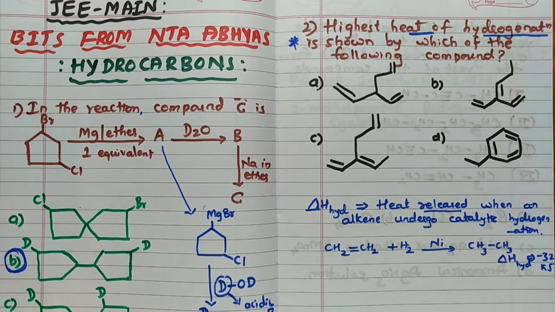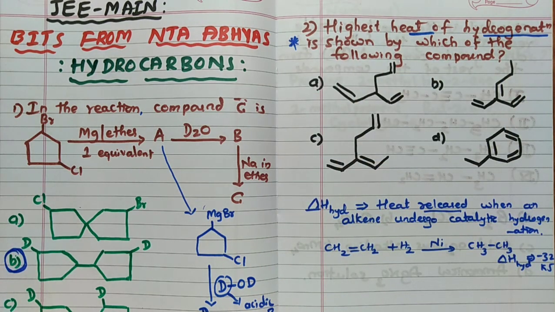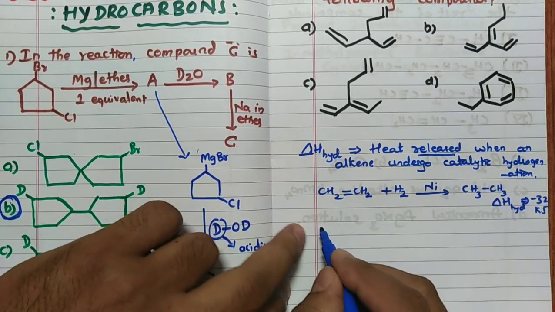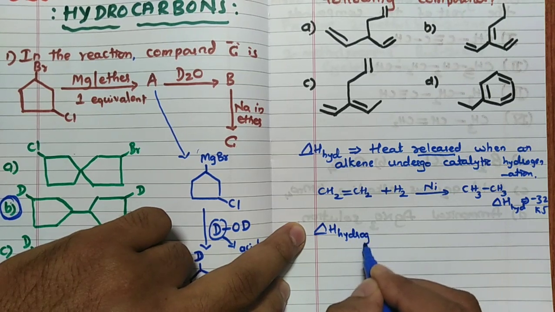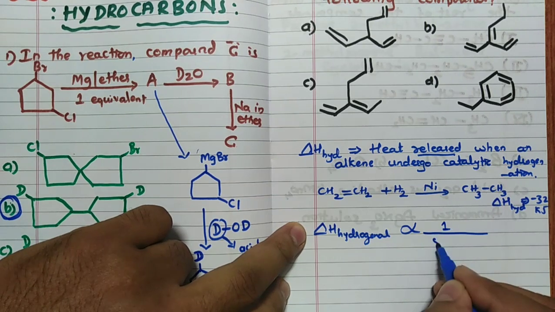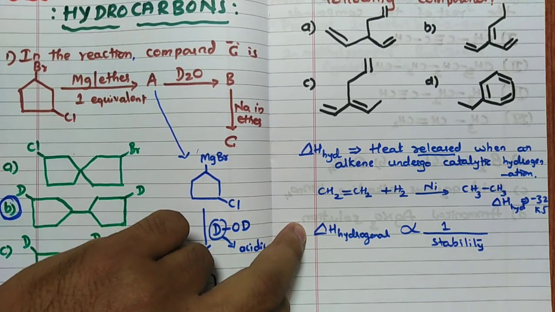Now how it is related to stability we have to see. Because out of these, whichever is more stable, you will get the answer. So how is it related to stability? Always remember, delta H of hydrogenation is inversely proportional to stability.